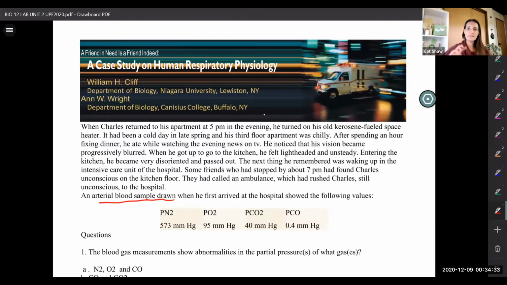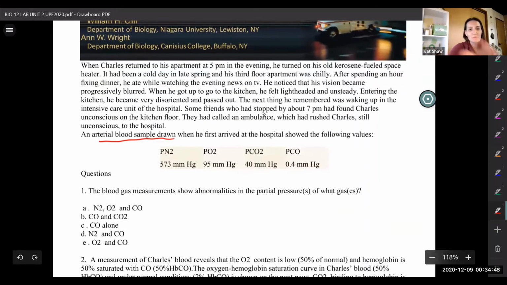Okay, so that's key. We're looking at arterial blood, and we want to compare these values to what we know would be normal values for an individual, right? So we want to ask, for example, compared to normal blood gas measurements, these blood gas measurements show abnormalities in the partial pressures for what gases? So let's look at all of those. You tell me, do any of those look abnormal to you?